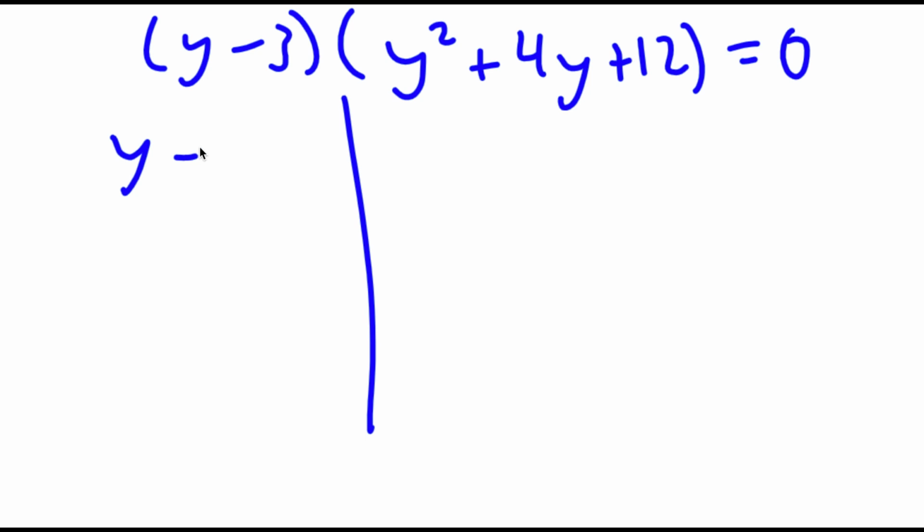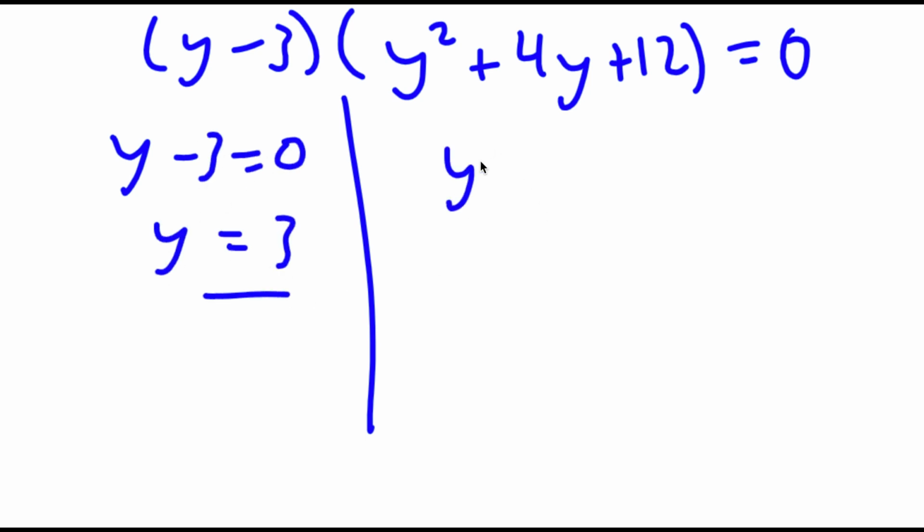So this gives me two equations. y minus 3 is equal to 0, which means y equals 3. This is one solution. And y squared plus 4y plus 12 is equal to 0. So to solve this, we have to use the quadratic formula, which is negative b plus or minus the square root of b squared minus 4ac over 2a.